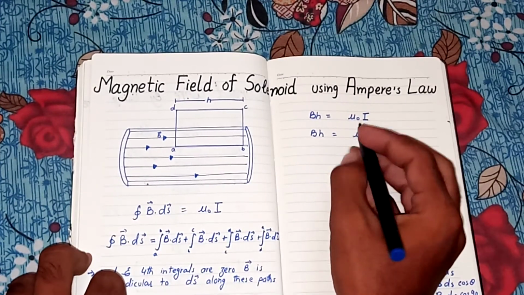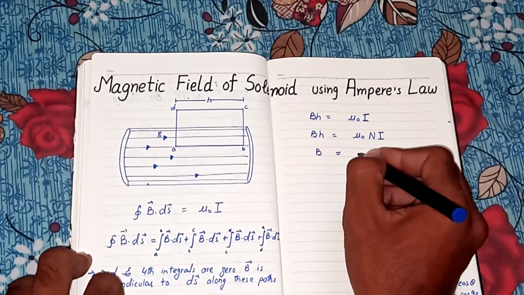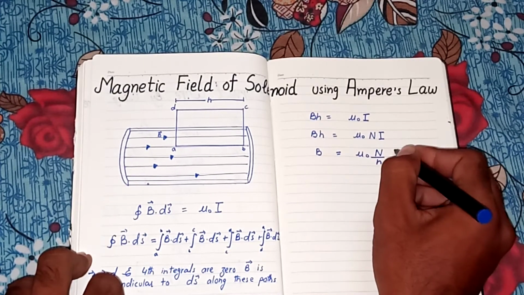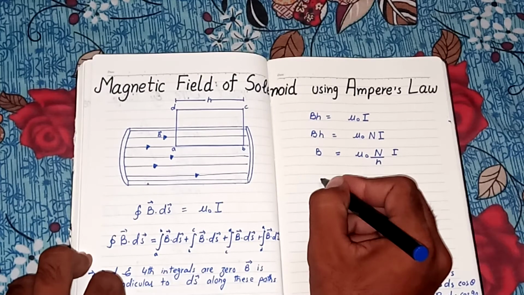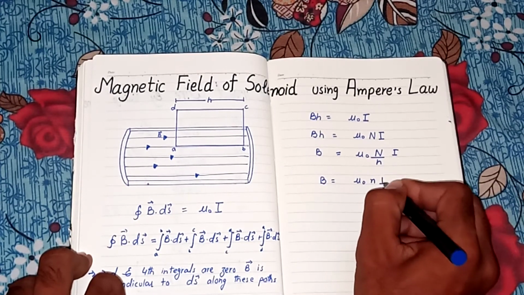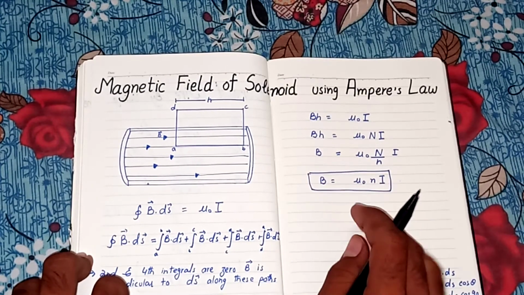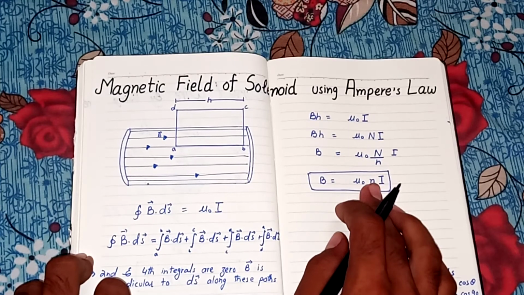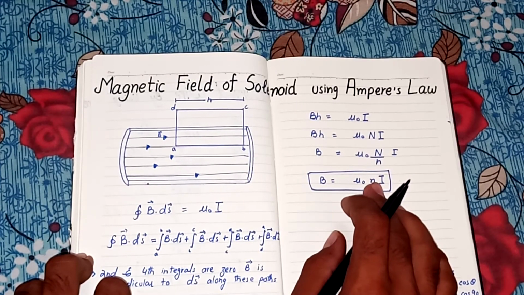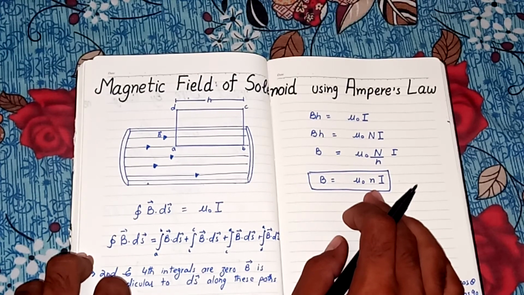Now, we will rearrange our equation for B. B equals mu naught n upon h times I. B equals mu naught n I. Here, small n, I mean n upon h, is the number of turns per unit length. This is our final equation for the magnetic field of a solenoid.